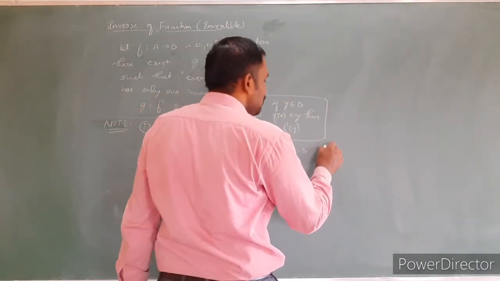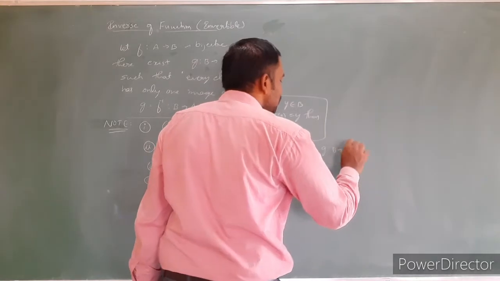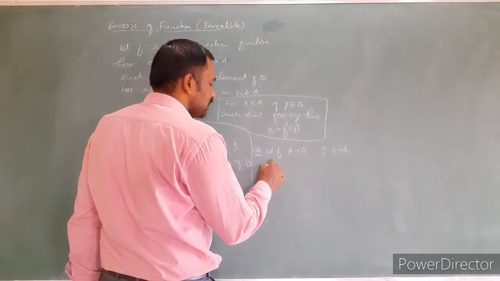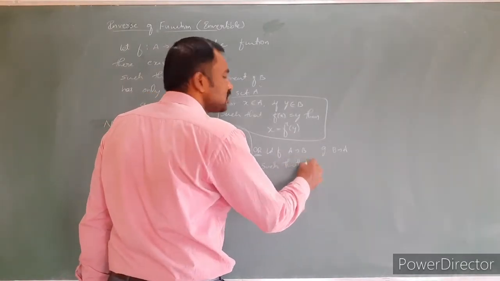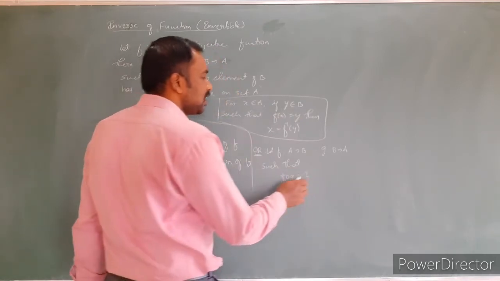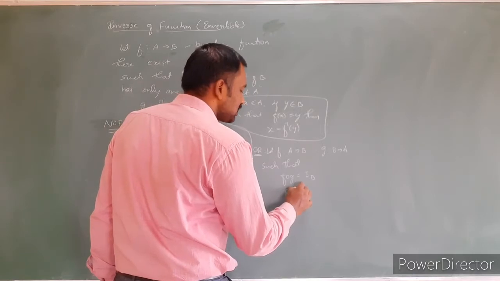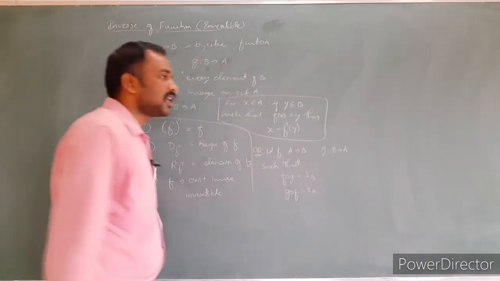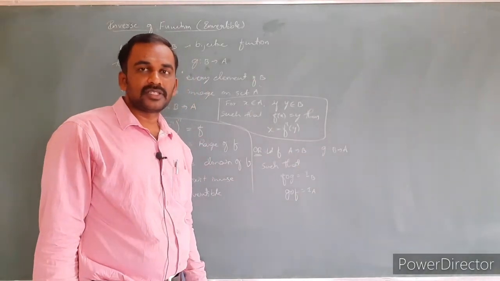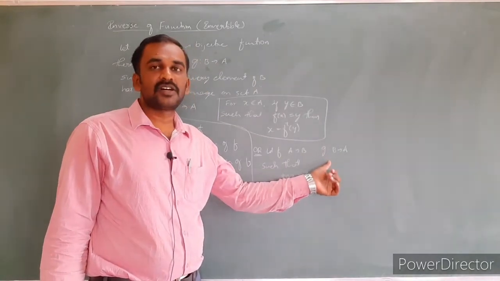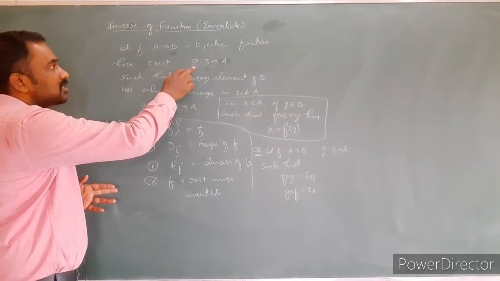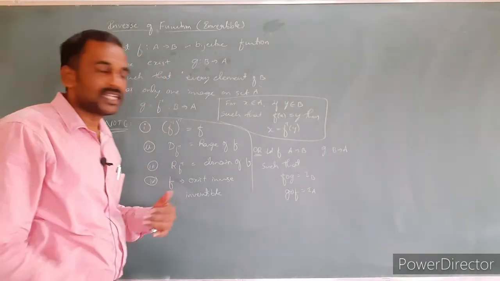g is a function from B into A, in such a way that f circle g is equal to the identity element from the set B, and g circle f is equal to the identity element in the set A. So f and g are any two functions, then f is said to be the inverse of g, or g is said to be the inverse of f. They are mutually inverse to each other. f has the inverse g, g has the inverse f.